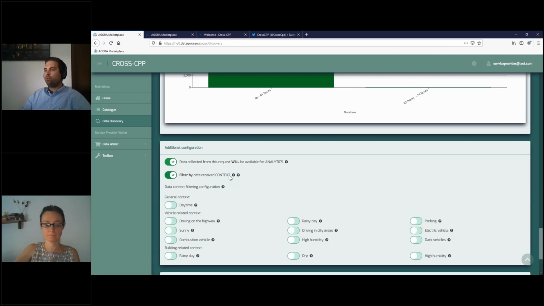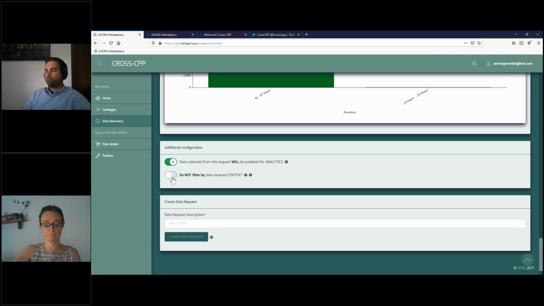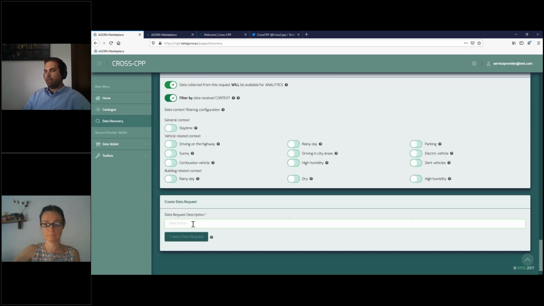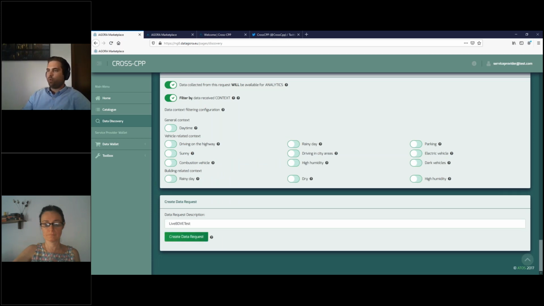And also I can filter by context, for example, if I have a daytime only from 8 o'clock to 6 when I leave the office. So I can also select this context that can be useful for my data-driven services, depending on the context that I have, or if I need a specific context with my services. Okay, so I can configure it or not at any time. So I will put the name and I create these requests.